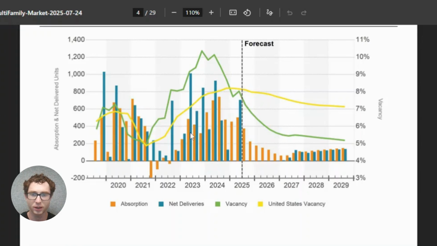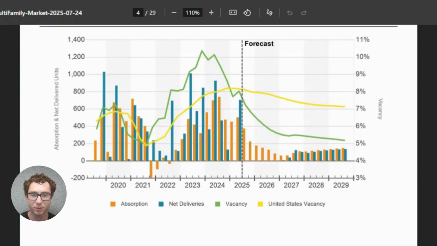So you see when the orange line is not meeting up with the blue line, that means our market's starting to become saturated with oversupply, and that's going to really drive that vacancy rate up. We're kind of at a turning point right now. It's 2025, and to continue forward in this market, we're not building a lot, which is good. It's a good thing, and it's a bad thing.